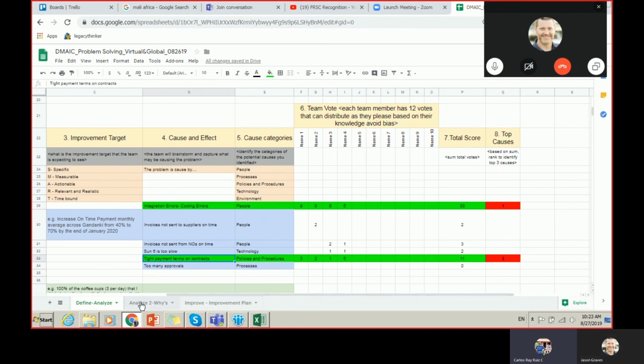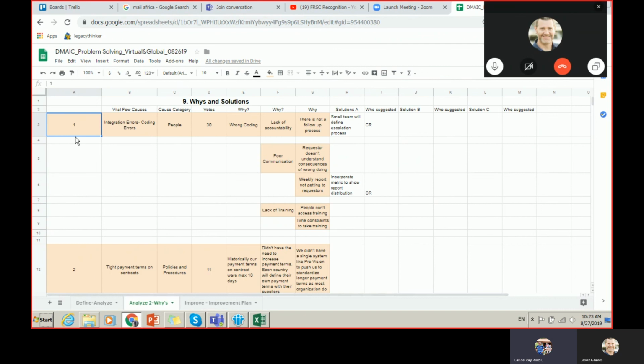And so then we're going to move to the next phase, which is the whys. So we have integration errors and we have type payments. So why is it that we have integration errors? Again, you're going to ask them to brainstorm why. And so people will say, well, we are doing the coding wrong. So why? Well, there's lack of accountability. That's one reason. There's poor communication, and there's lack of training.